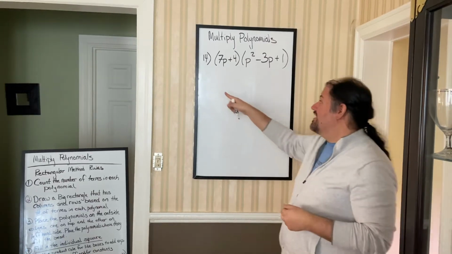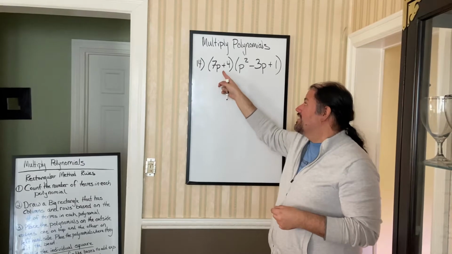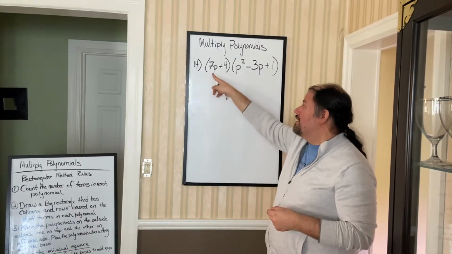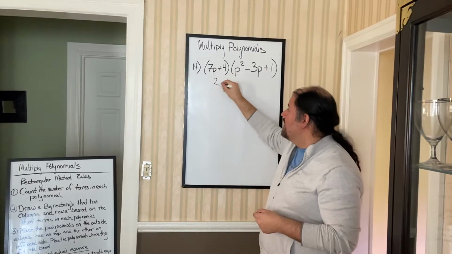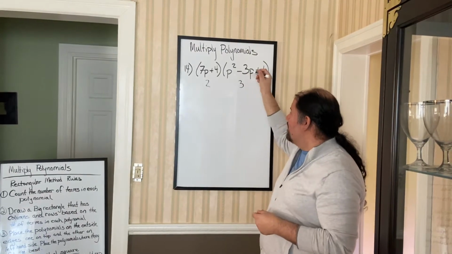So we have the next question, number 14 up here. Now the other one that we did, 13, was a monomial times a trinomial. Well, you can see here, this one is a binomial. Remember, two terms because of the plus sign. And here we have 1, 2, 3 terms again, trinomial.